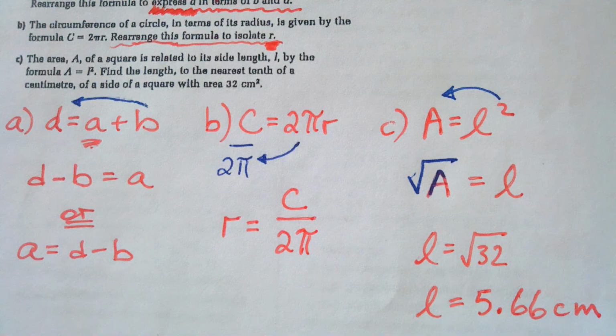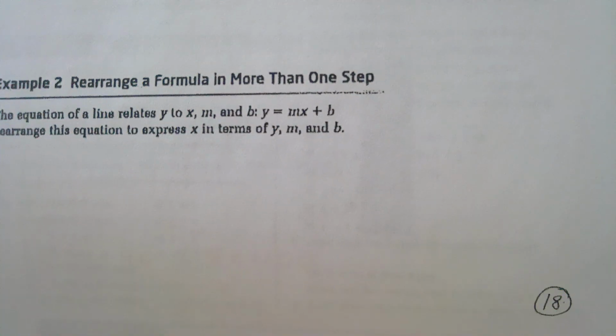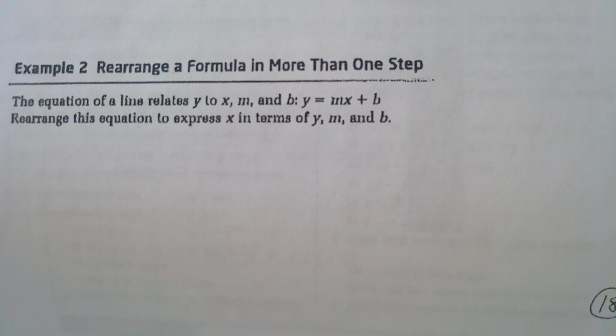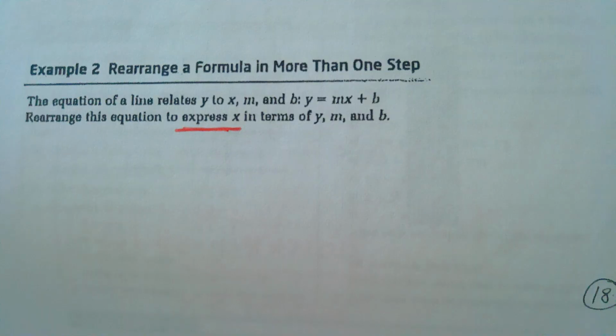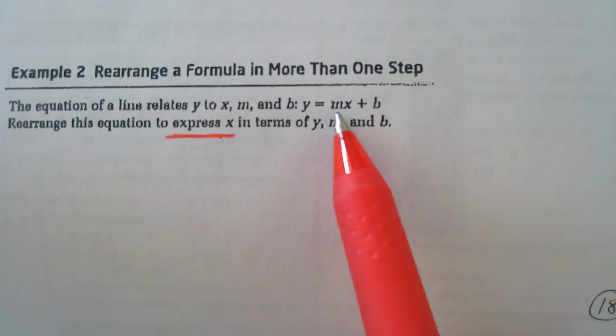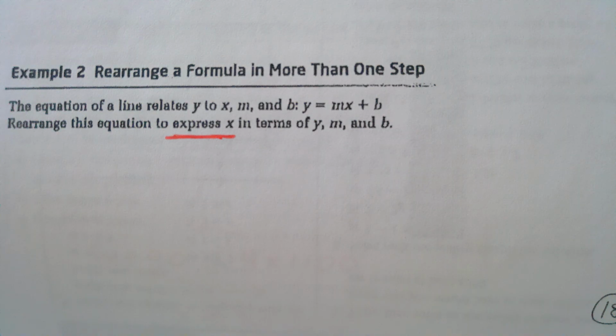Okay, last one. This example you're actually going to use a lot in the next chapter. The equation y equals mx plus b. Rearrange this equation to express x in terms of y, m, and b. So Titus, does that mean I want x equal? Does that mean I want m equal? Or does that mean I want b equal? Which of the variables am I solving for?